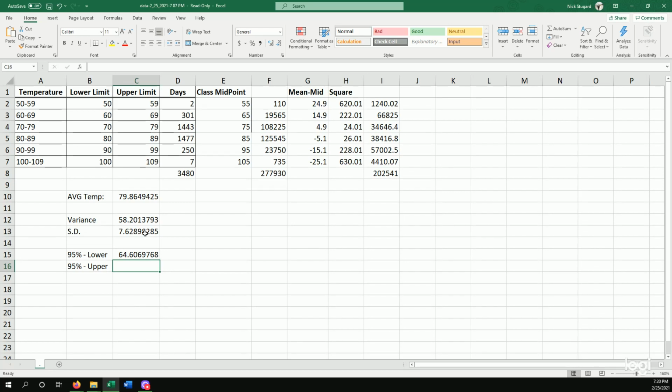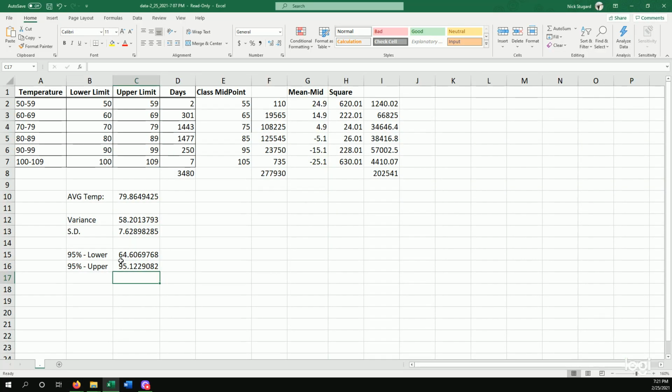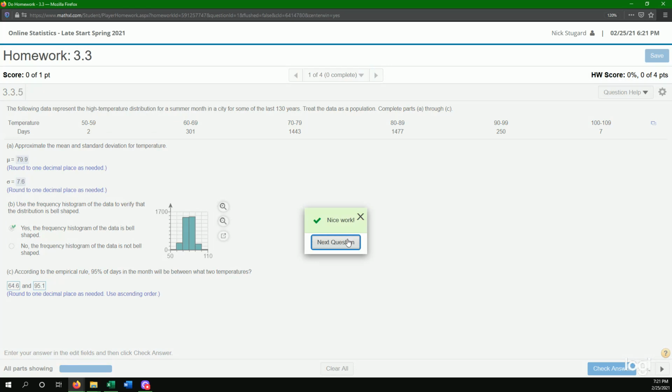And then we're going to do the same thing for our upper bound. Again, equals to make it an equation. Average temperature, but now we add 2 standard deviations. So plus 2 times, and I can just click my standard deviation value. And there we go. Let's double check. Round to 1 decimal place. Perfect. So the first one is 64.6, and the other one is 95.1. Let me double check. Good. Enter. And perfect, we got everything right on this particular question.